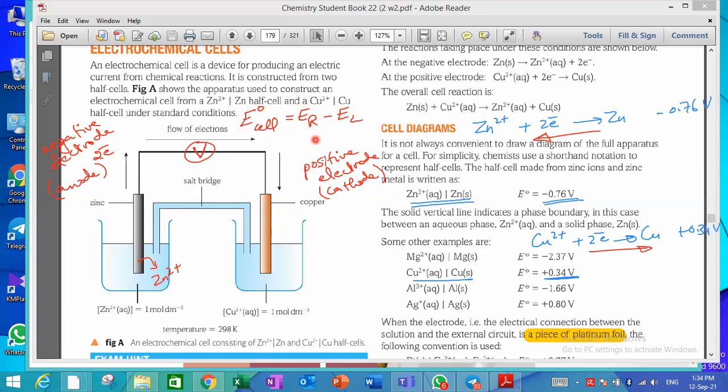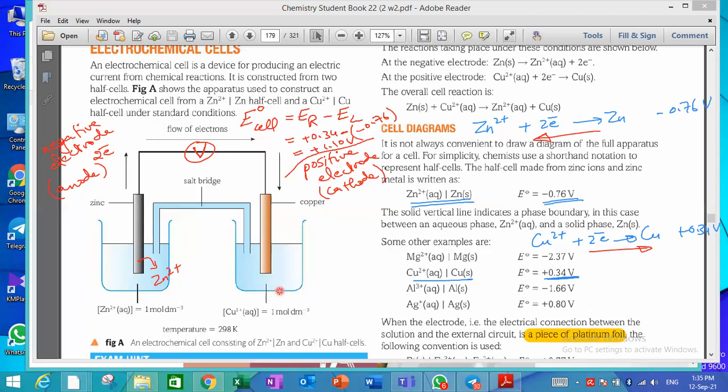right-hand side electrode, which is the cathode or the positive electrode, and the E left is the anode or the negative electrode. So here we will see that it is equal to E right, which is plus 0.34, minus E left, which is minus 0.76. If we add these together, we get plus 1.1 volts, isn't it? So we call this the standard cell electrode potential.